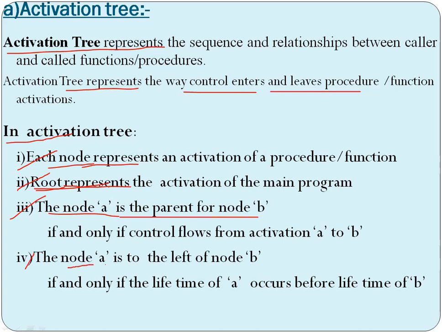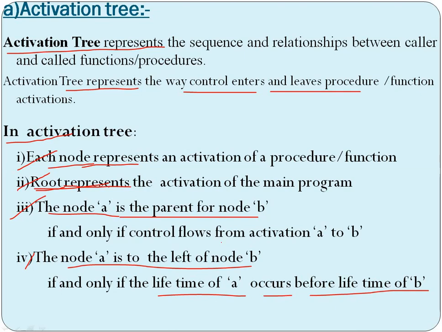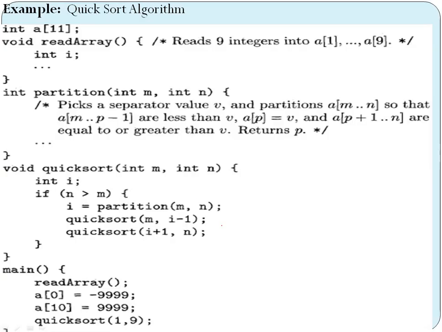Last one. The node A is the left child of node B if and only if the lifetime of A occurs before the lifetime of B. Suppose for a node, say X, the left child is A and the right child is B. What does it mean? It means A is called before the occurrence of B. So function A is called before the function call of B. That is the meaning. Take one example, the quicksort algorithm.